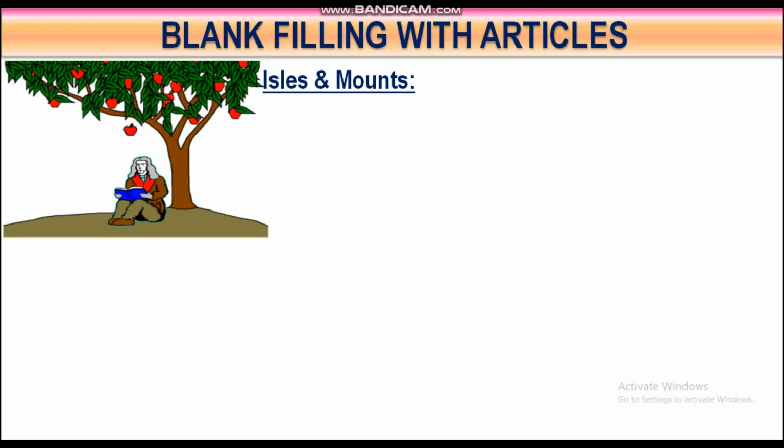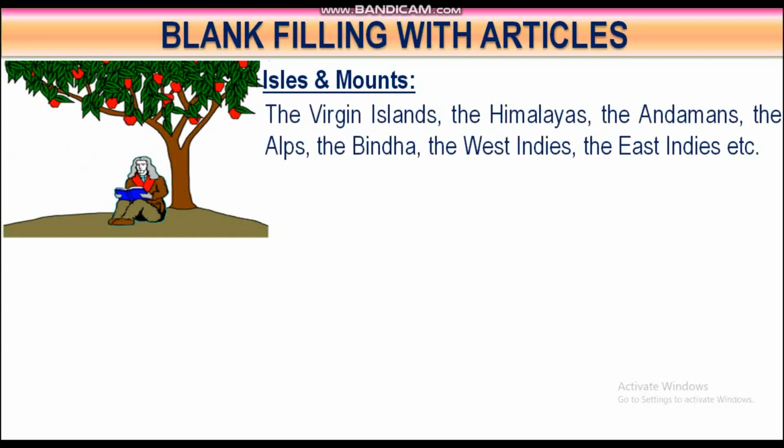Isles and mounts. Isles means islands and mounts means mountains. That is, before the plural form, not before the singular form of island and mountain, the article "the" is used. Examples of some isles and mounts are the Virgin Islands, the Himalayas, the Andamans, the Alps, the Vindhya, the West Indies, the East Indies, etc.